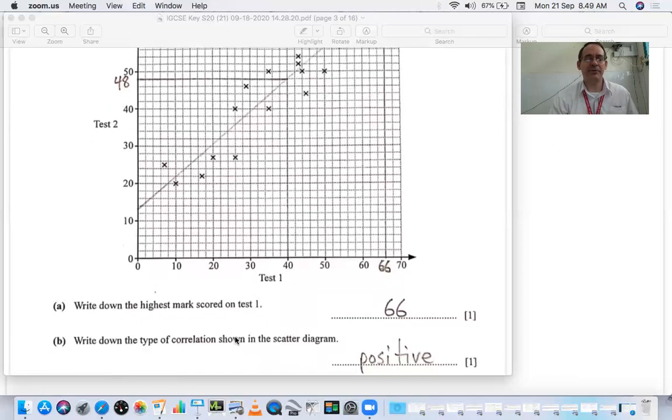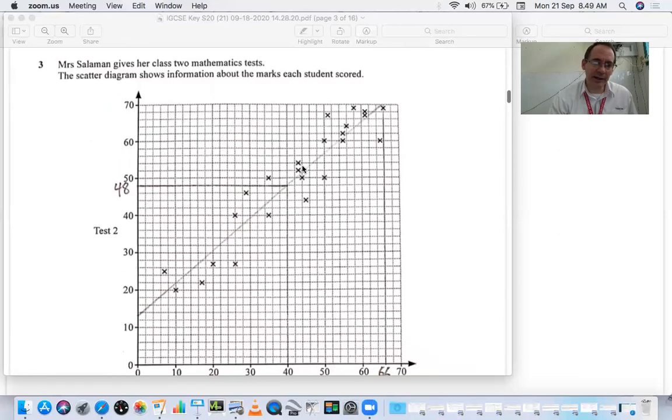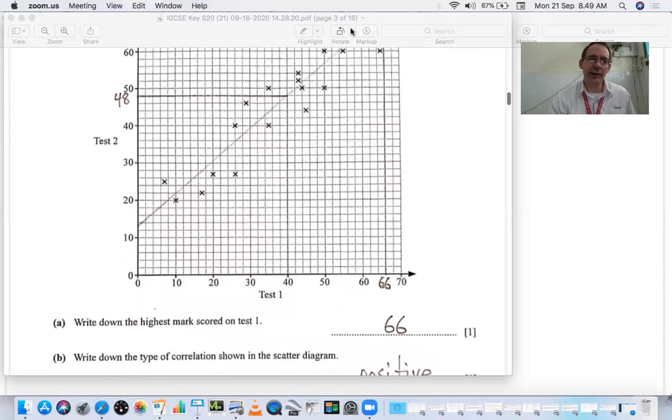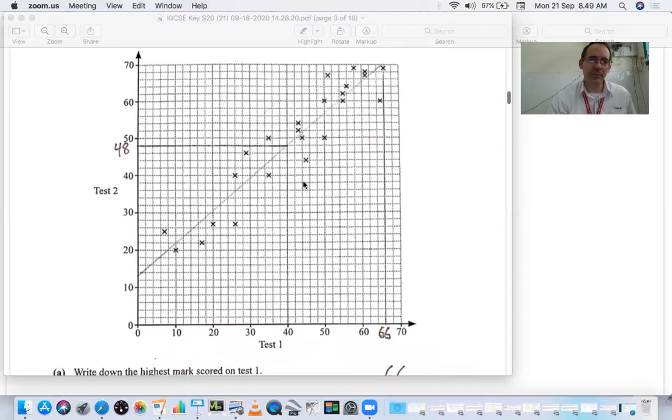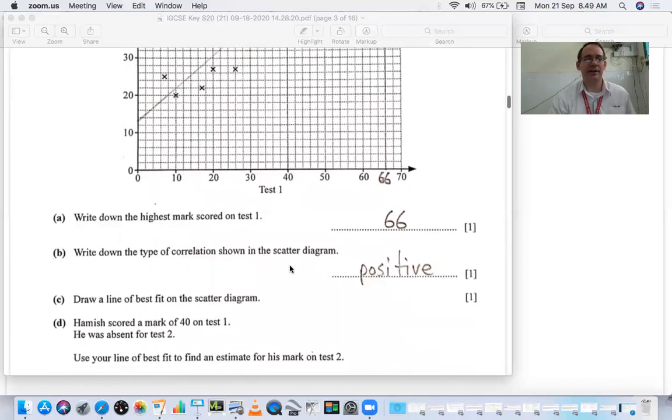Write down the type of correlation. If it's going in the upward direction, that's positive. If it's going downward, it's negative. And if it's kind of circular, then there's no correlation. So this one is going up. Like slope, positive slope, it's positive correlation.